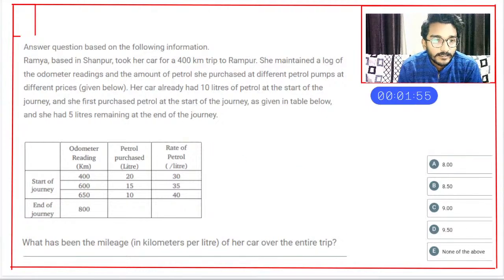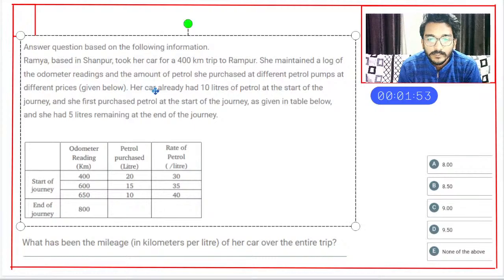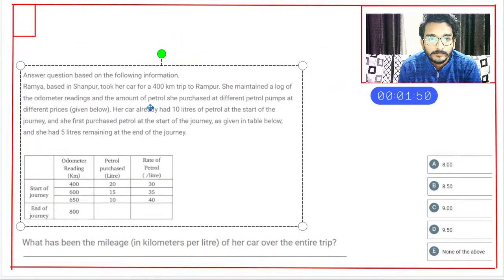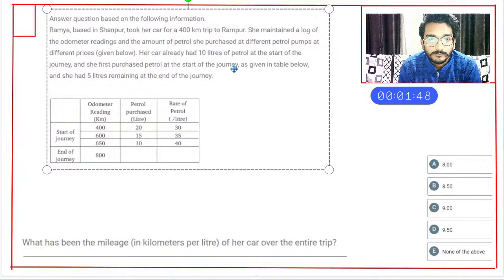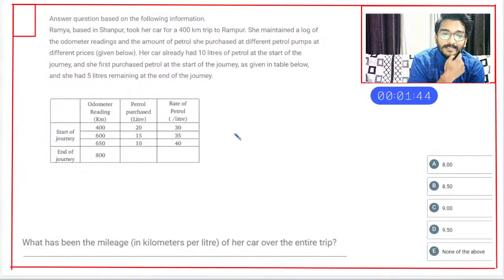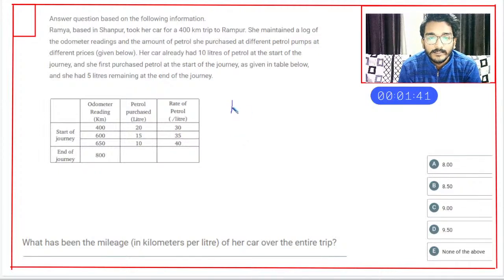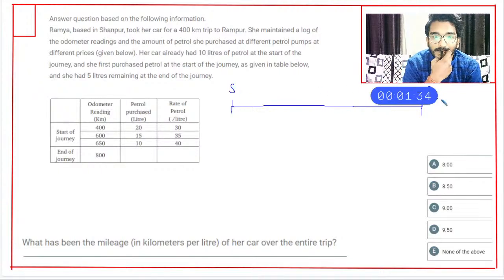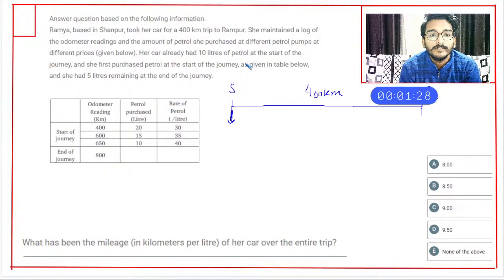So we have to find the mileage. The condition given is something like this. Let me just make some space here. Okay, so we are given this. Let's understand this question. So she has to go from Shampur to Rampur, and this is a distance of 400 kilometer. At the starting, she had how many liters? 10 liters. She had 10 liters already at the starting of the journey.